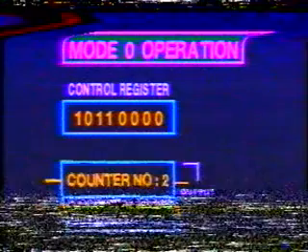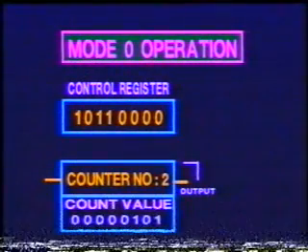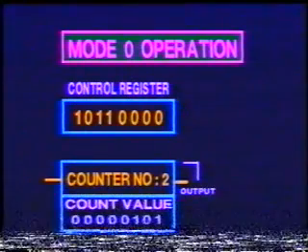This mode is a simple down counter mode. The first step is to load the control word into the control word register. The output of the selected counter goes low immediately. Then the count value is loaded into the count register. The counting begins immediately.